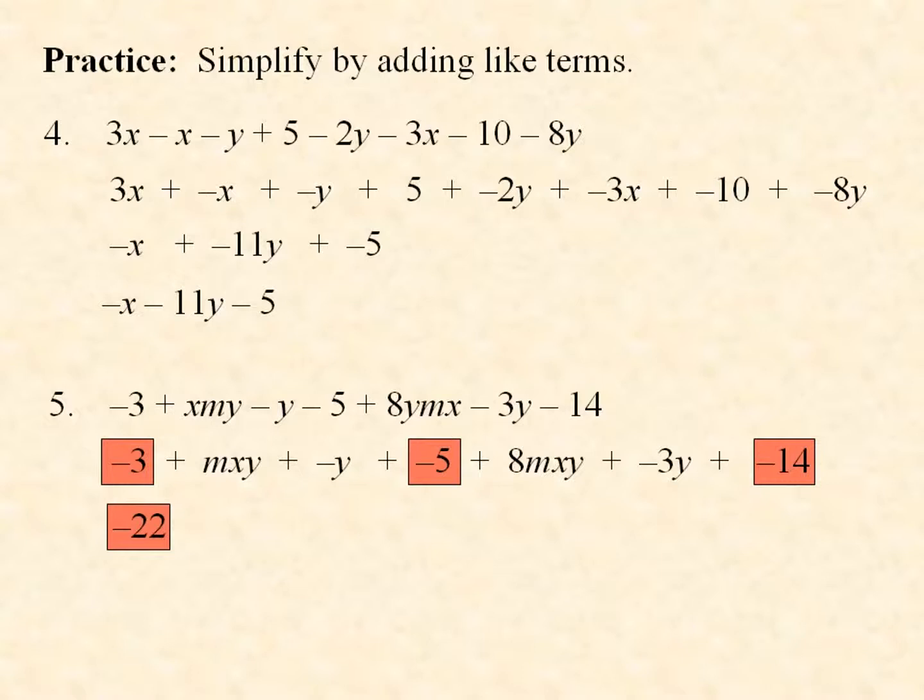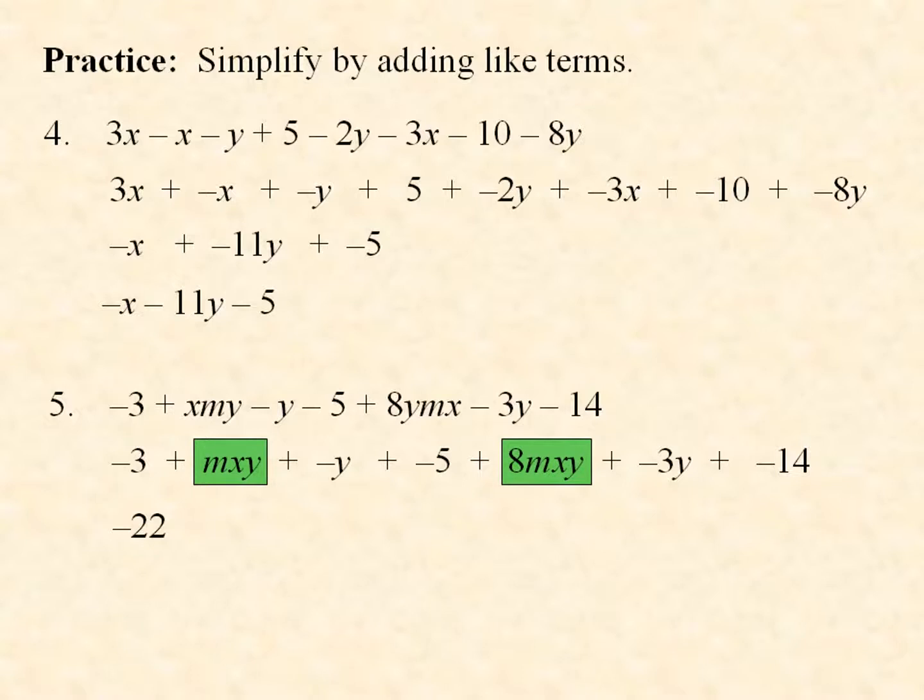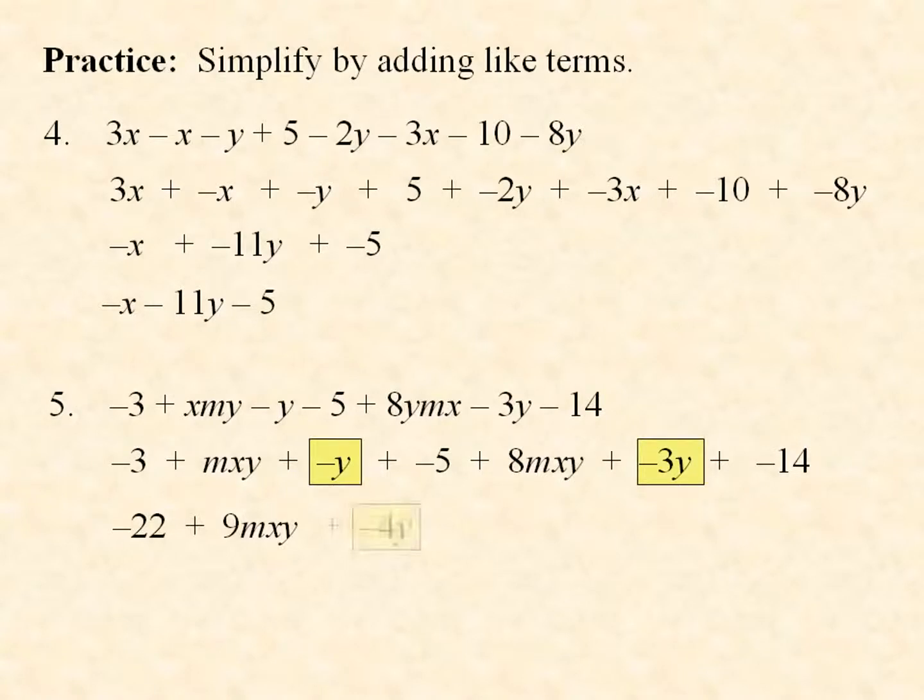We can add the mxy terms, 1mxy and 8mxy add to 9mxy. Then we can add the y terms, negative 1y and negative 3y add to negative 4y. And so we have negative 22 plus 9mxy plus negative 4y. And that can be rewritten as negative 22 plus 9mxy minus 4y.